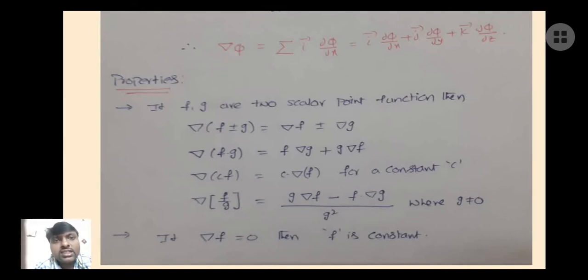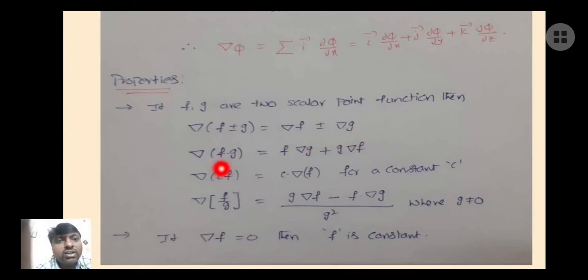Now I discuss the properties of gradient. Now I take two functions f and g. These two functions are scalar point functions. Now I define the first property. Gradient of f plus or minus g is equal to grad f plus or minus grad g. So I am applying the vector differential operator along with the binary operations plus or minus. So del of f plus or minus g is equal to del f plus or minus del g.